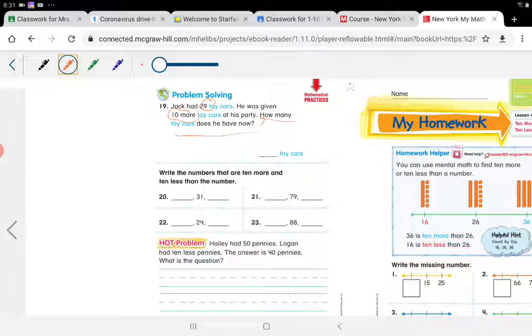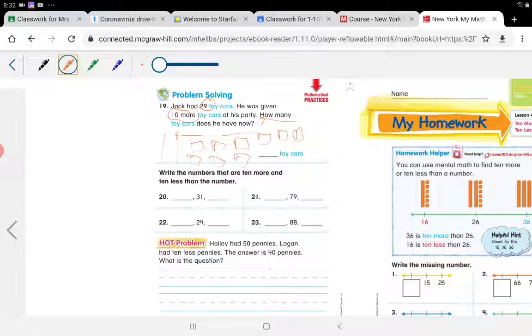So again, going back to the essential question, using my place value, I know that I'm only going to work with the tens place. So if I need to draw my rods to help me, I know that if I have 29, that means I have 2 10 rods and 9 ones. 5, 6, 7, 8, and 9.